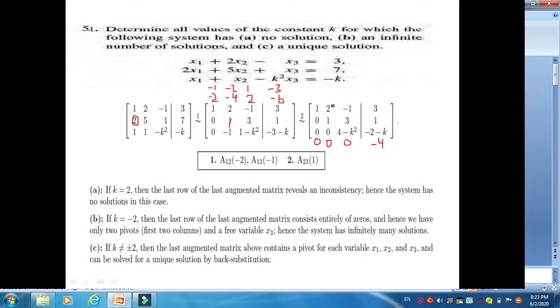Now you see the rank of the coefficient matrix is 2 and the rank of the augmented matrix is 3, so 2 is less than 3, which means the system has no solution. If you plug in the value k equals 2, then the last row of the augmented matrix reveals an inconsistency, and the system has no solution in this case.